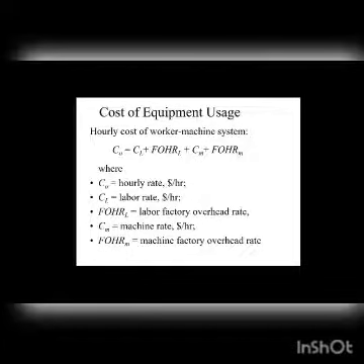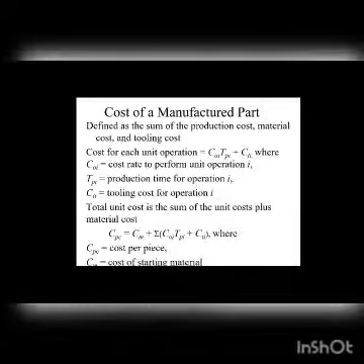So, the cost of equipment usage: the hourly cost for a worker machine system is given by CL, the labor rate, plus the factory overhead rate, plus the machine rate, plus the machine factory overhead rate. All these put together is the hourly cost of a worker machine system. The cost of the manufactured part is defined as the sum of the production cost plus material cost plus tooling cost.